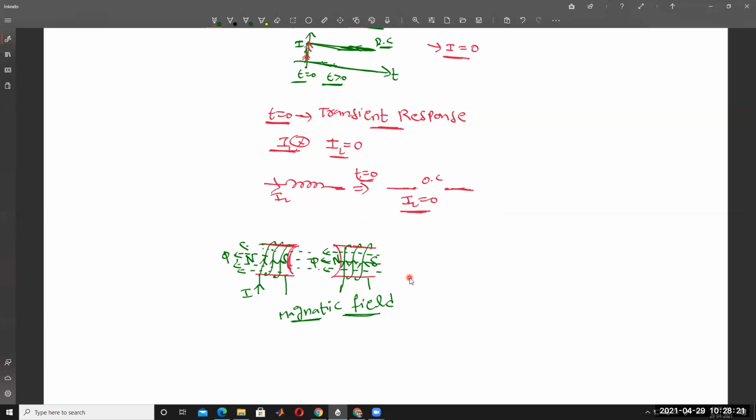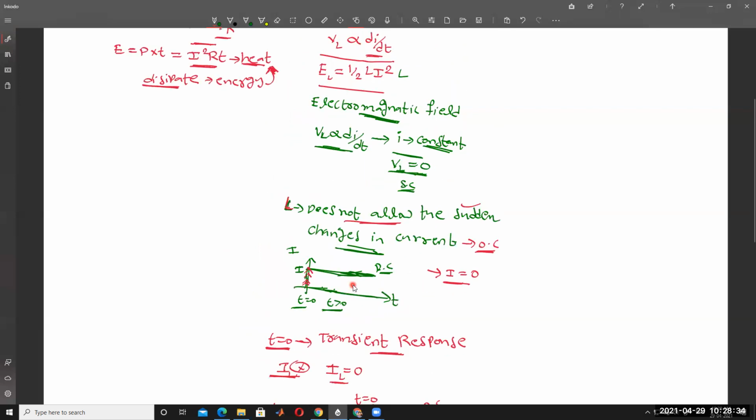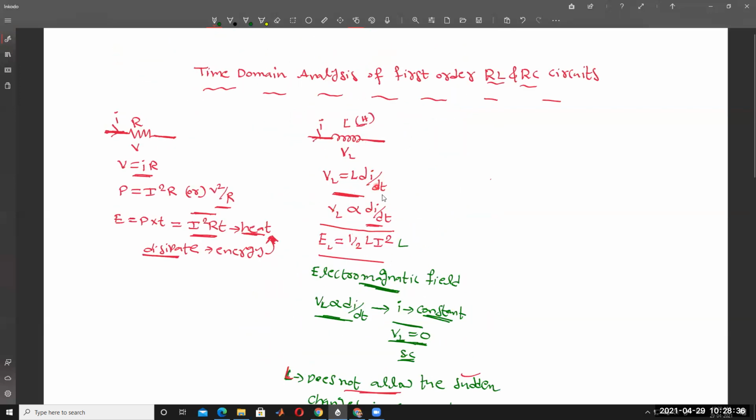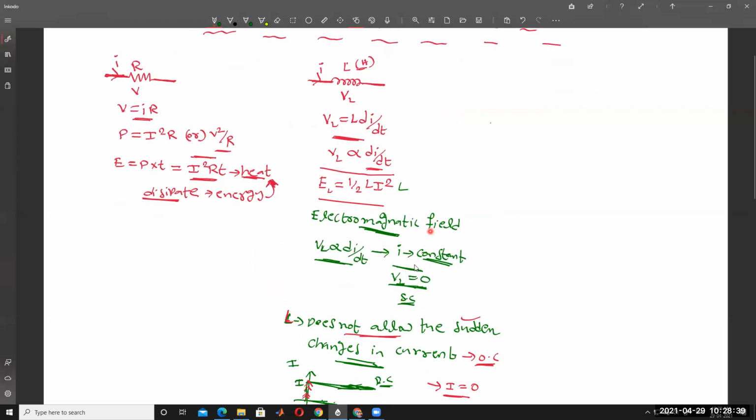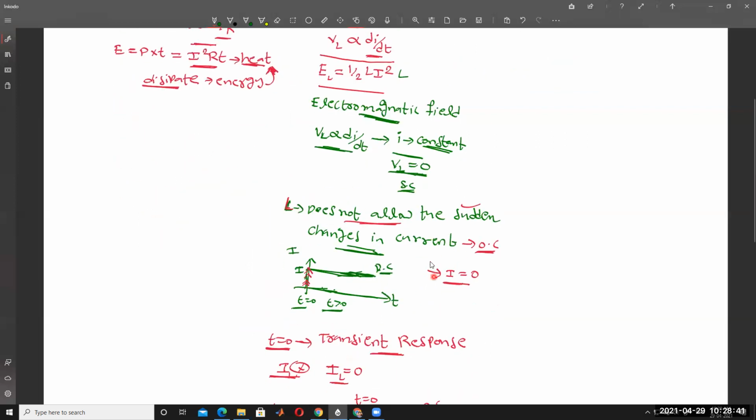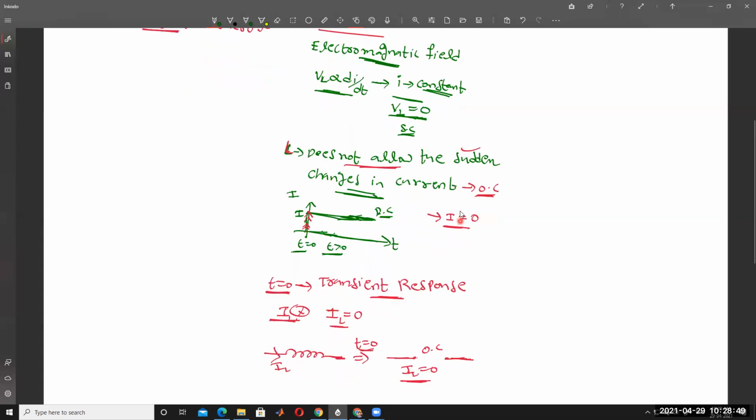You can easily understand this when I explain the third unit, transformers and machines. By using this coil we generate the electromagnetic field. It is called an inductor. Understand? It stores energy in the form of a magnetic field. It does not allow sudden changes in current. That's why it acts as an open circuit. Open circuit means the current is zero.